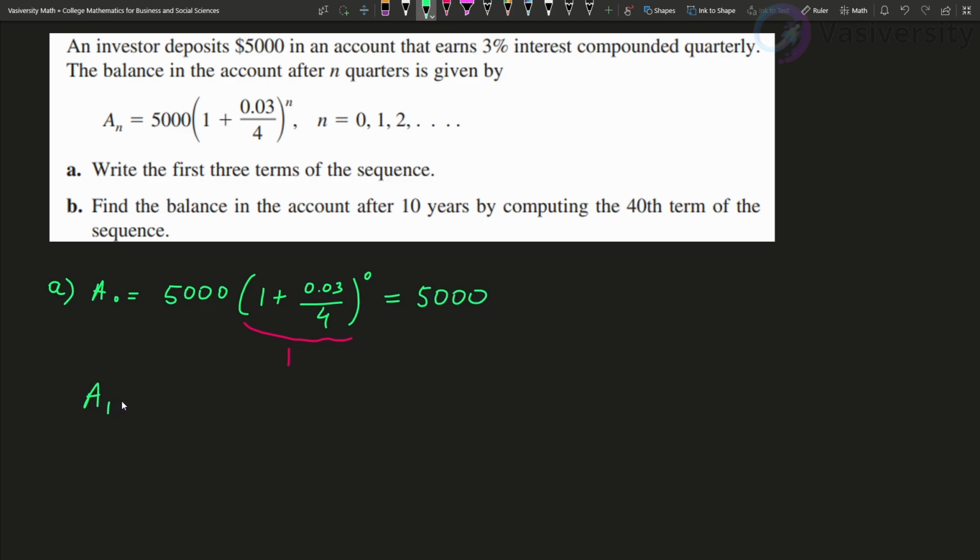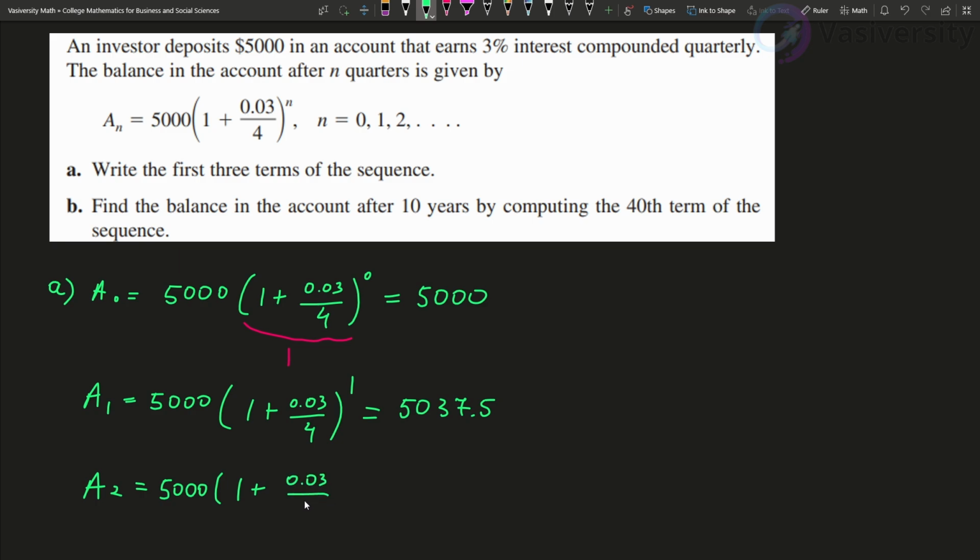Then A sub 1 is equal to 5,000 times 1 plus 0.03 over 4 to the power of 1. So that's going to be equal to, by using calculator, we get 5,037.5. Okay. And then A sub 2 is going to be equal to 5,000 times 1 plus 0.03 divided by 4 squared. That's going to give us 5,075.28.